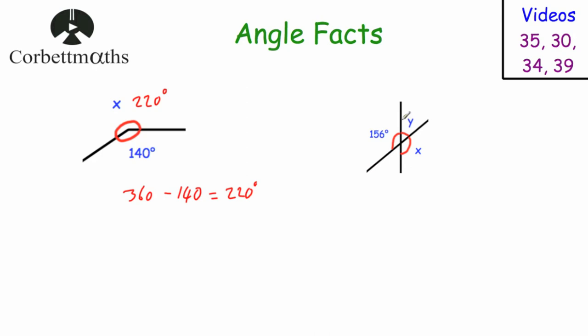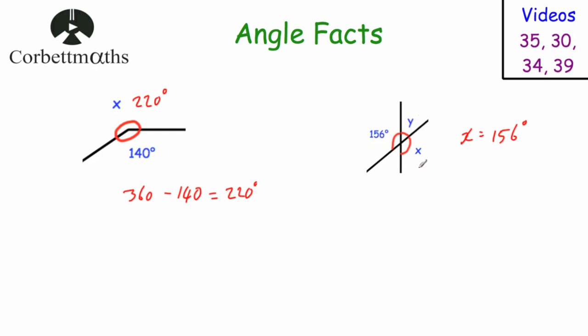Okay, next we've got two lines that cross each other. Now when you've got two straight lines that cross each other, the opposite angles are equal to each other. So that means that X here would be equal to 156 degrees and the Y would be equal to the angle opposite it. These are called vertically opposite. When you've got two straight lines that cross each other, the opposite angles are always equal to each other and they're called vertically opposite. So here X will equal 156 degrees because it's vertically opposite to the one we're given.